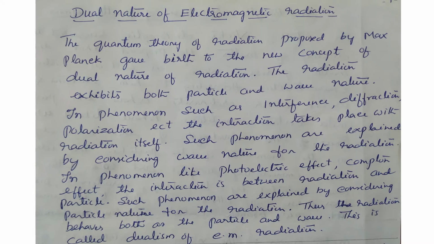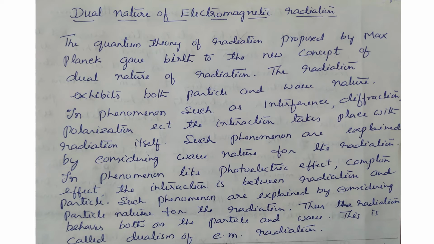In phenomena like interference, diffraction, polarization, etc., the interaction takes place between the radiation and the radiation. Such phenomena are explained by considering wave nature for the radiation. To explain interference, diffraction, polarization, etc., wave nature is required. A radiation is considered as a wave.